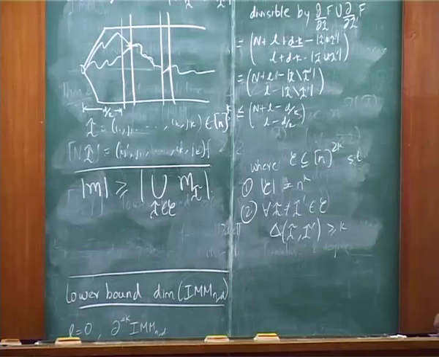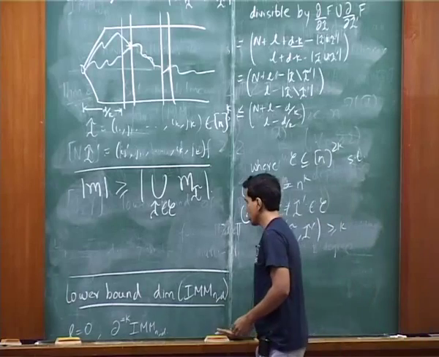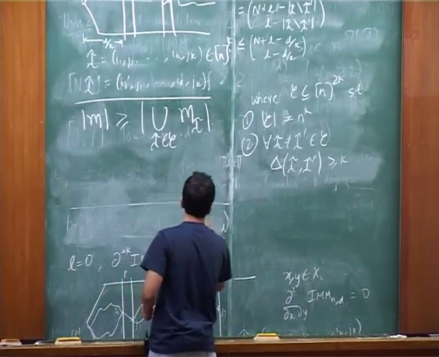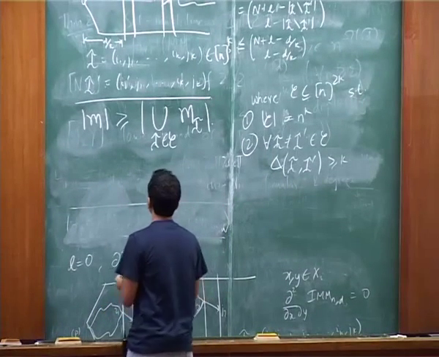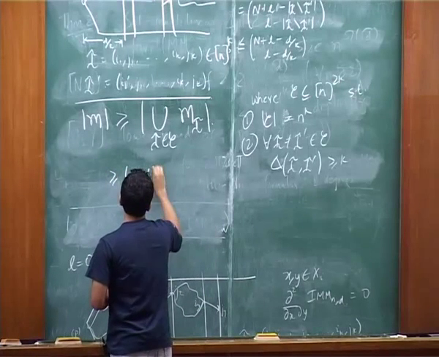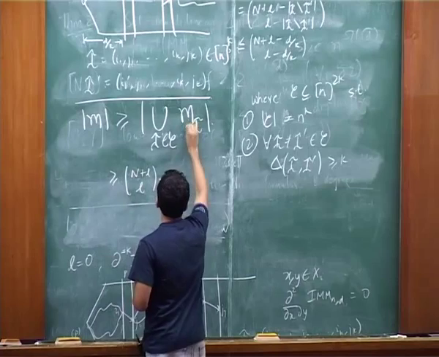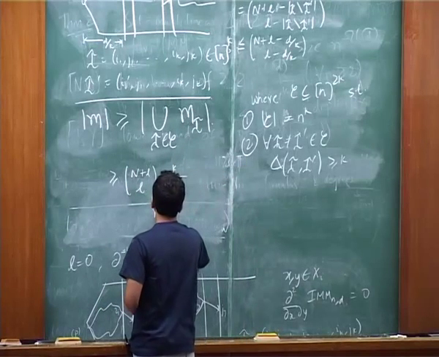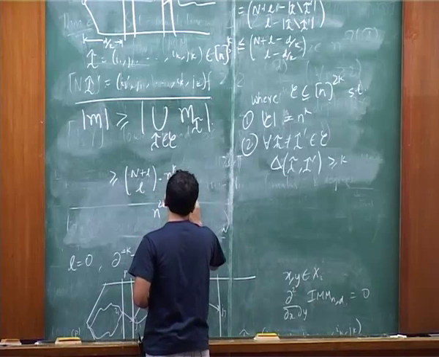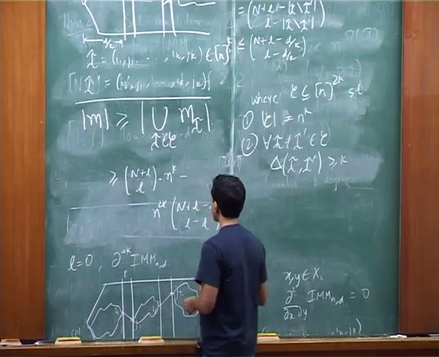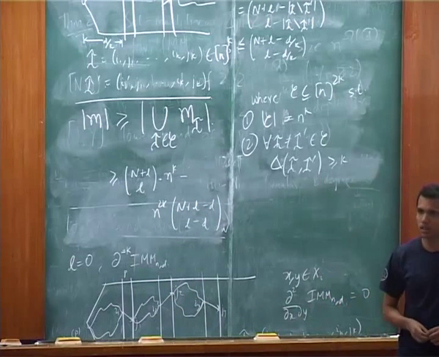Okay, and that's it. So now you plug this into the inclusion-exclusion expression, and this is going to be something like (n+L choose L), the size of each of these, times n^k minus n^{2k} times (n+L-d choose L-d). All right, so that's essentially the expression.